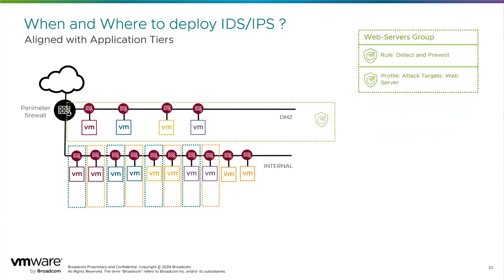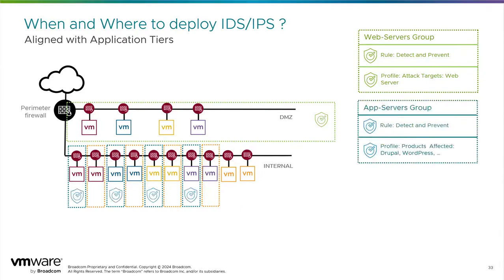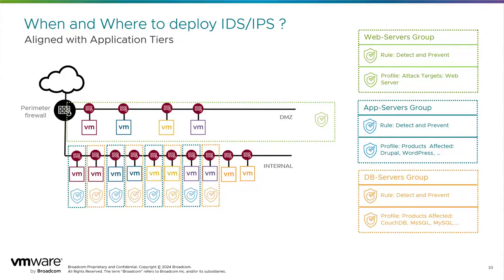So notice web servers within the DMZ have their own policy, and the policy is centered around attack targets equaling web servers. The application servers group, that is based on products affected, like Drupal, WordPress, and then your database servers, looking at things like MS SQL, MySQL, CouchDB. Each one of these are separate profiles applied to specific workloads dynamically within the distributed IDPS.